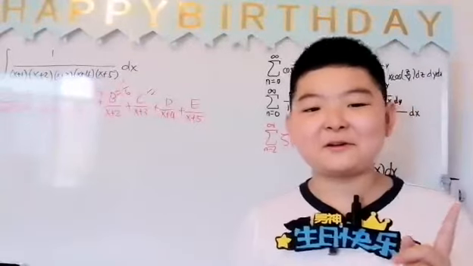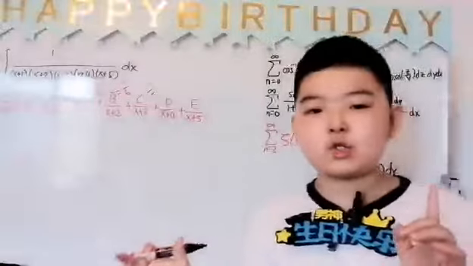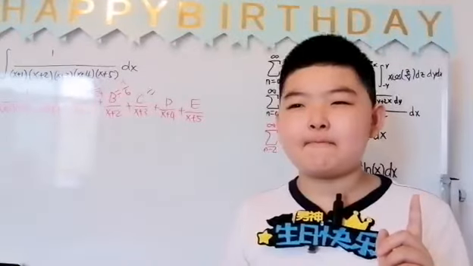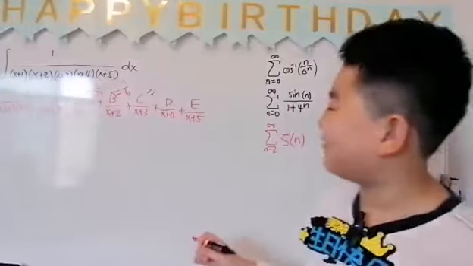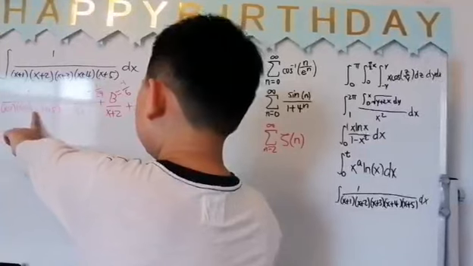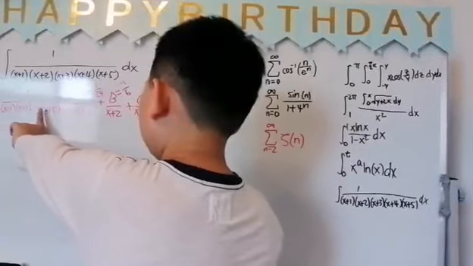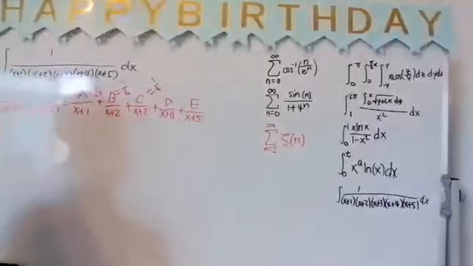I'm sorry if I spoke a little too fast here, but I am pretty sure we will get 4. We will get 4? Yes, we do get 1 over 4. C is 1 over 4.